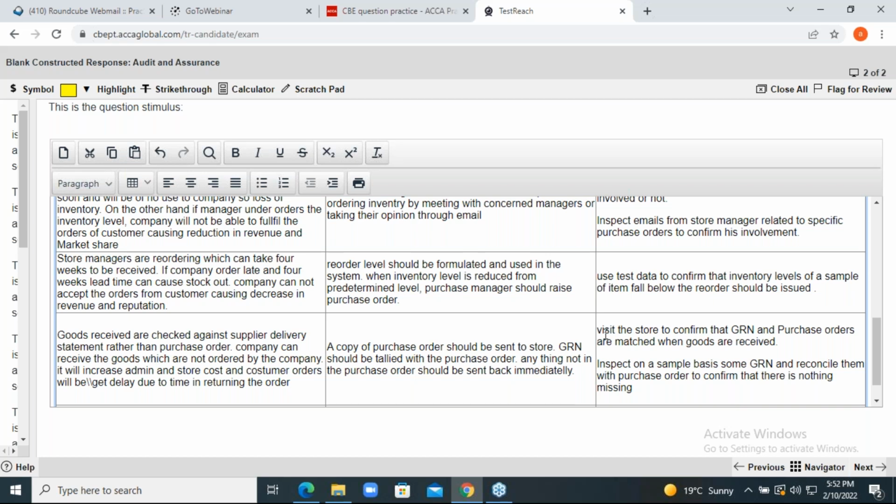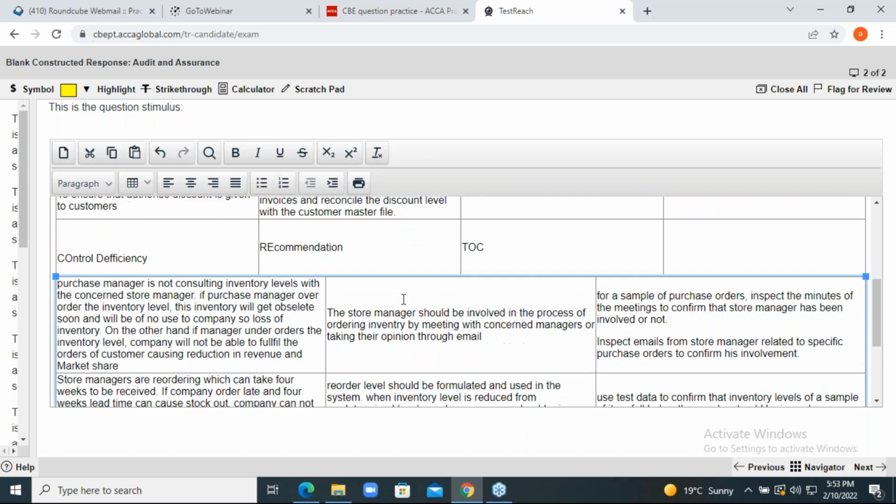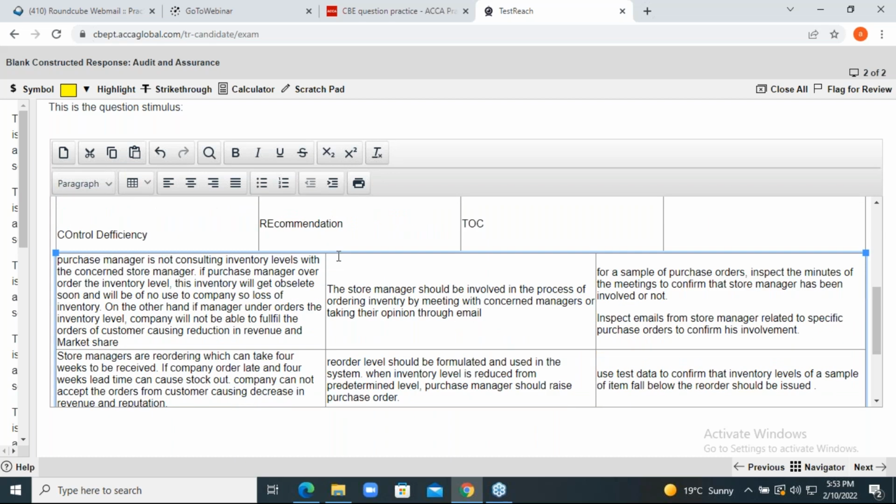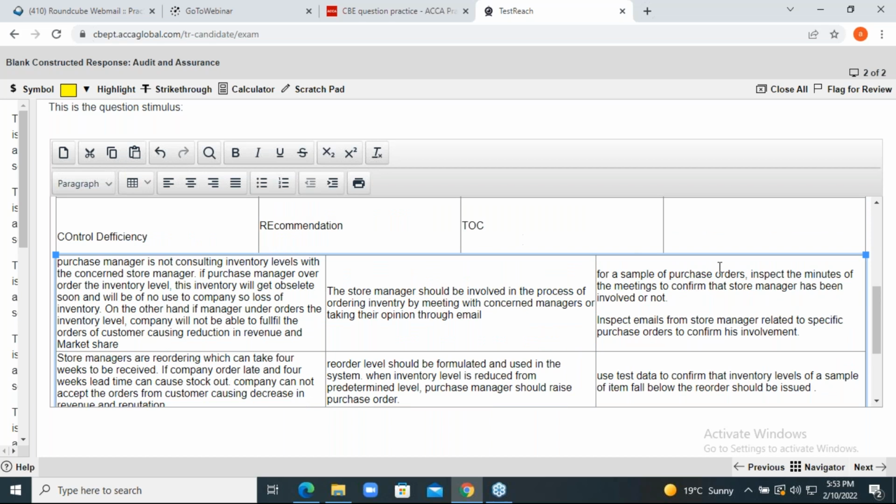So this is how students should focus on writing and using the CB practice platform, and also going through different questions and past paper questions. This is the approach that every student should follow: control deficiency, recommendation, and the test. This is easy if you try again and again and practice 3 questions per system, then you can easily identify and explain everything of that.